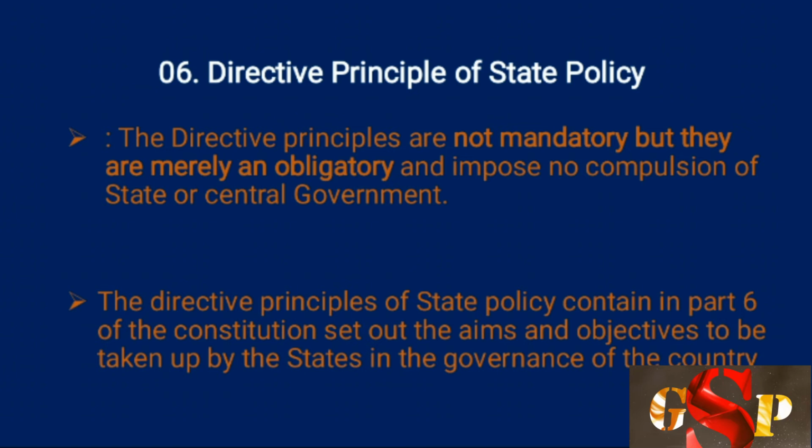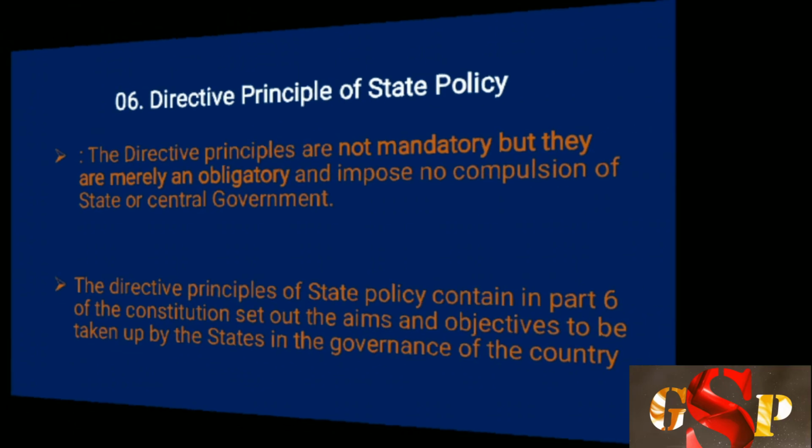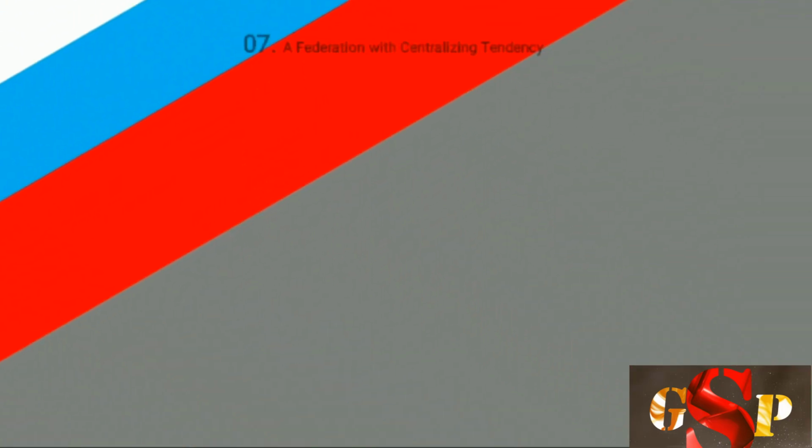The directive principles of state policy, contained in Part 6 of the Constitution, set out the aims and objectives to be taken up by the state in the governance of the country. Now it will be very interesting to know that directive principles and fundamental rights are supplementary and complementary to each other. There is no conflict of interest. They are working together.